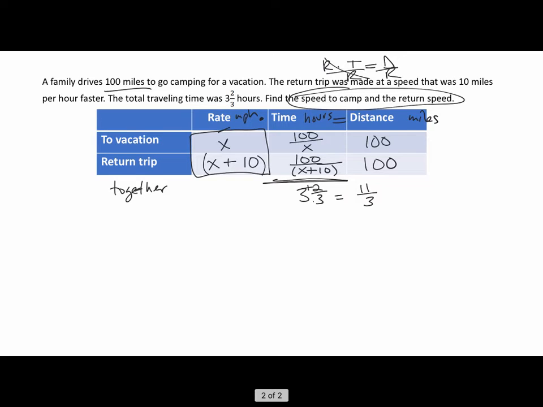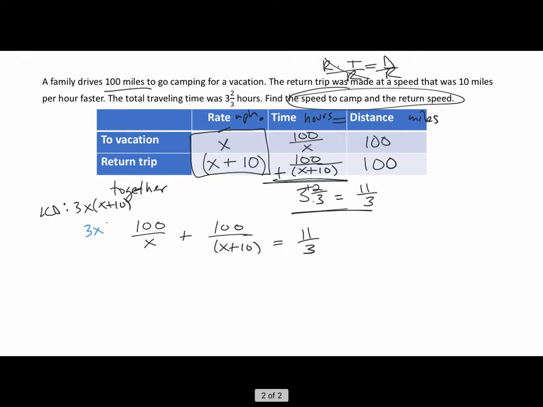And we have a total time, so that means add the times together to get the total. So the time to the vacation plus the time for the return trip equals the total time of the vacation driving time, which is 11/3 hours. So this is a rational equation. We're going to need a least common denominator here. We have a 3, an x, and an x plus 10. So let's multiply that out.